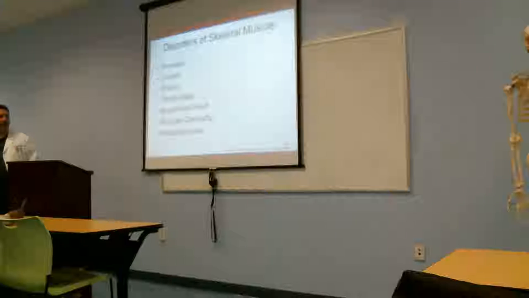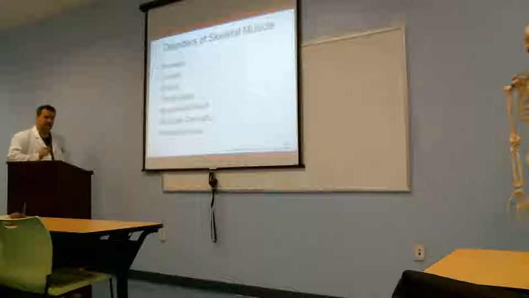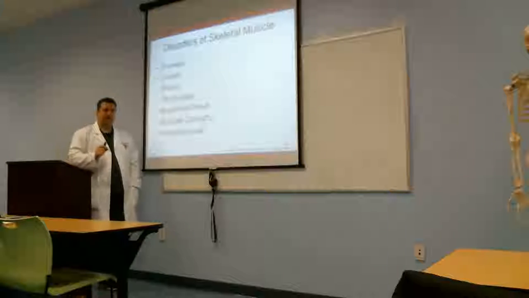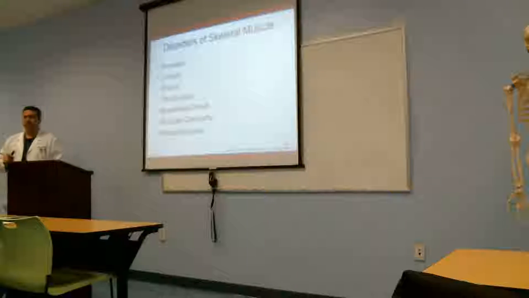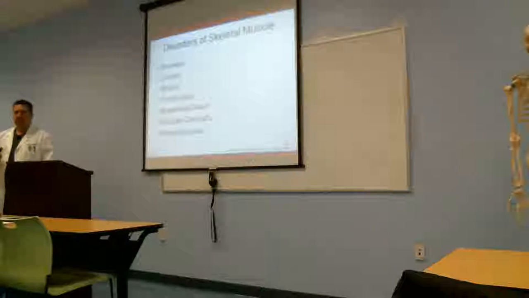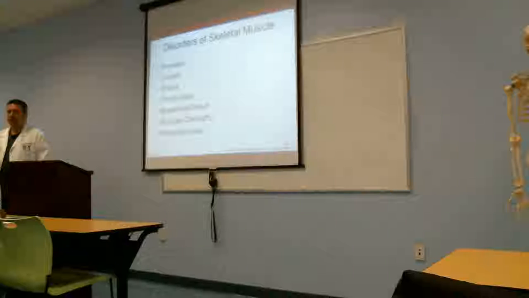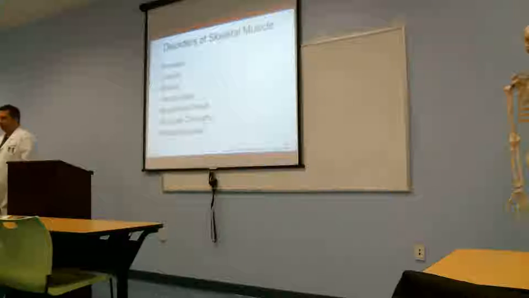Fibromyalgia. So what is a cramp? A cramp is a sudden, severe, prolonged contraction. You'll see this definition in anatomy. Contraction. Does that come on suddenly? Yeah. Is it severe? Does it seem like it lasts forever? Yeah. Sudden, severe, prolonged contraction.